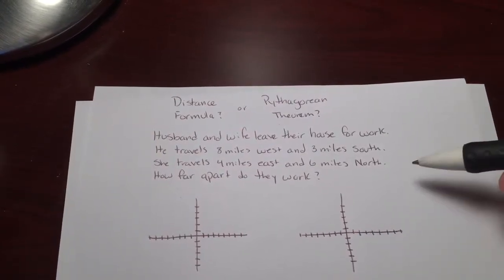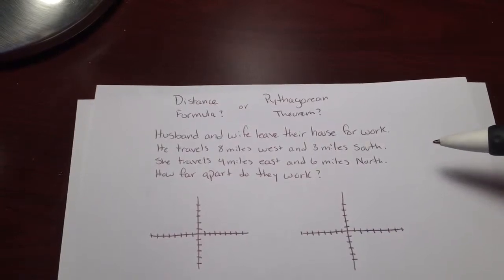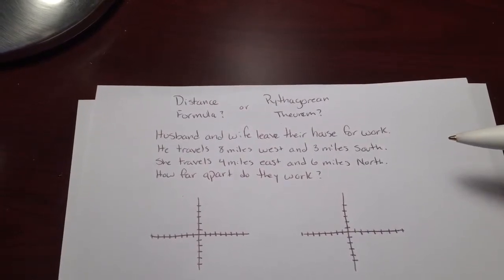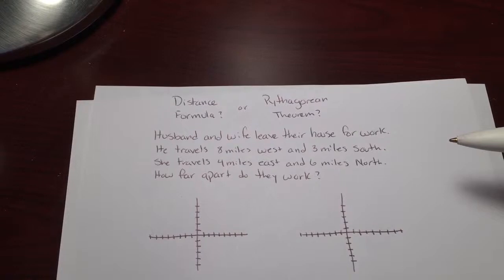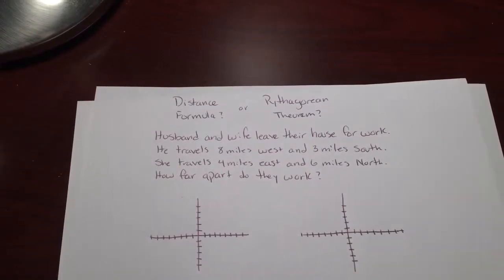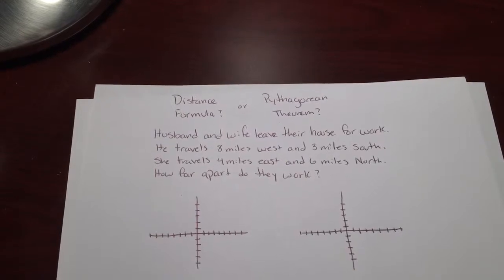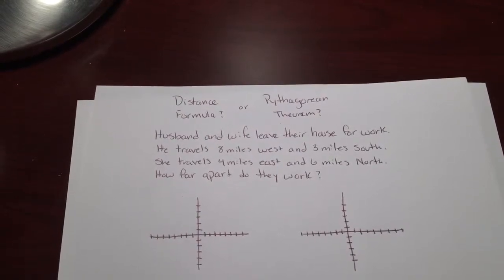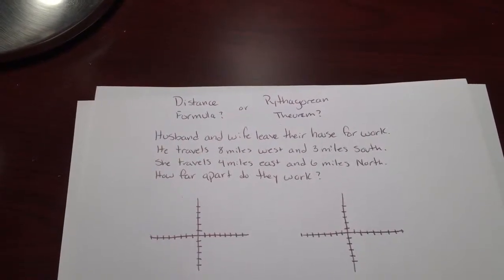In this situation, we have a husband and wife leaving their house for work. He's traveling 8 miles west, then 3 south. She travels 4 miles east, and then 6 north. How far apart do they work? So I'm going to show you how to use both situations, the distance formula and Pythagorean theorem.